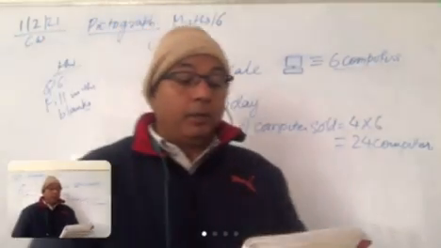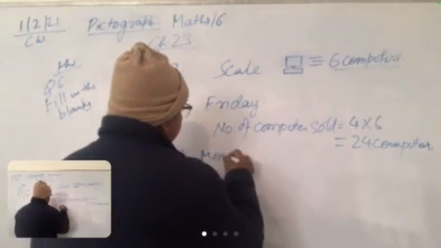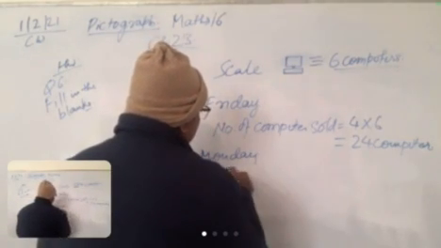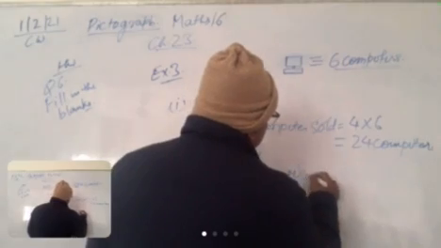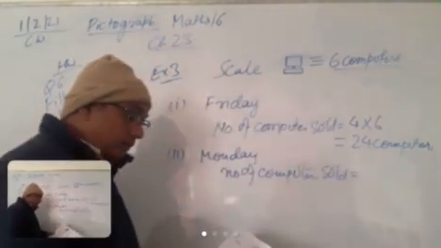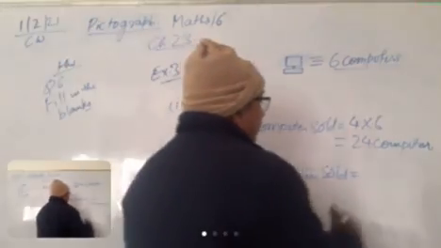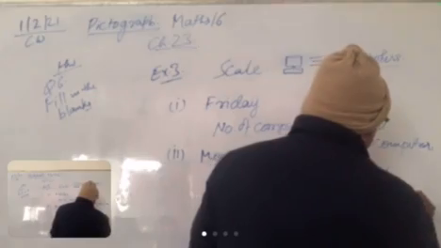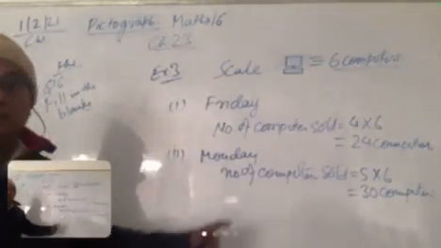How many computers were sold on Monday? Now Monday, number of computers sold is equal to 5 times 6, which is equal to 30 computers. Now is it clear with everyone?